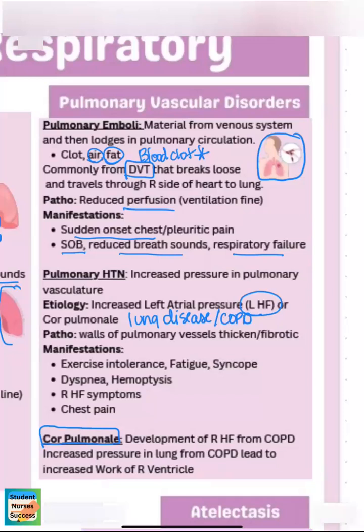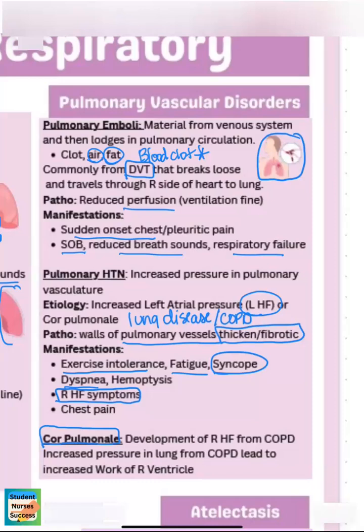What we see is as the pressure inside the pulmonary vessels increases, they become very thickened and fibrotic. And over time, then that is going to decrease gas exchange and oxygenation. Patients with pulmonary hypertension will develop exercise intolerance, maybe even fatigue and fainting, also known as syncope. They may have difficulty breathing because the pressure in that lung is so high that it backs up, and it may actually cause right-sided heart failure symptoms and also chest pain.